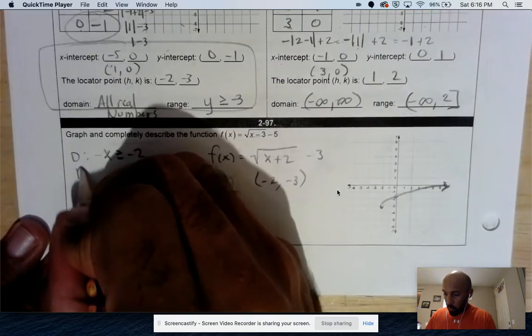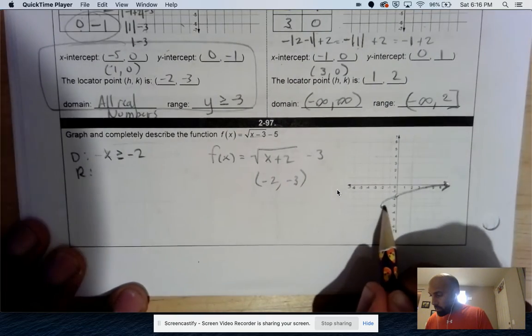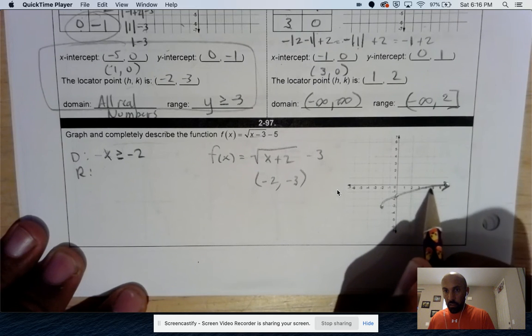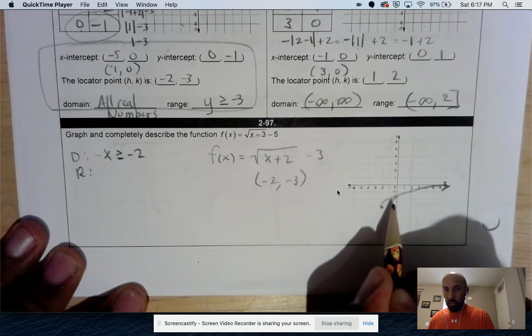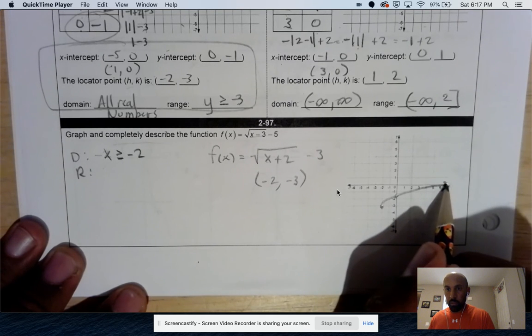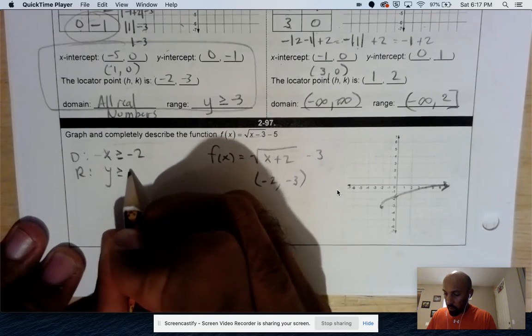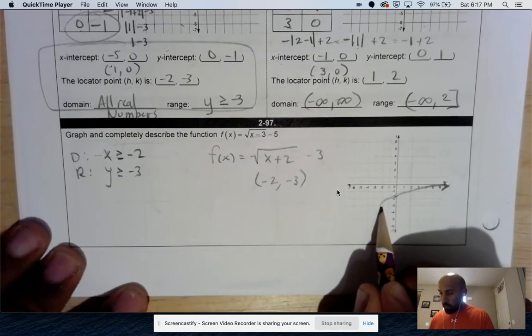Okay. And then the range, it starts at negative 3 and goes up forever. It doesn't go straight up, but it goes slowly up. So slowly it's going up forever. So y is greater than or equal to negative 3 in this case.